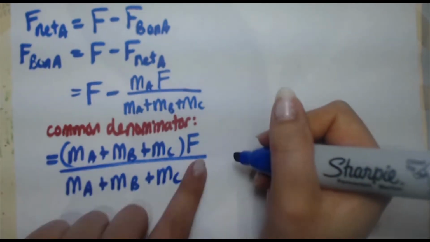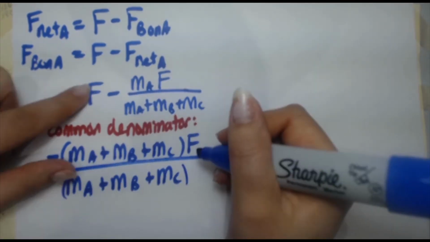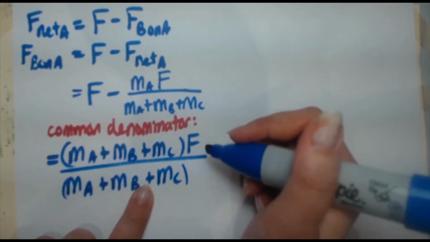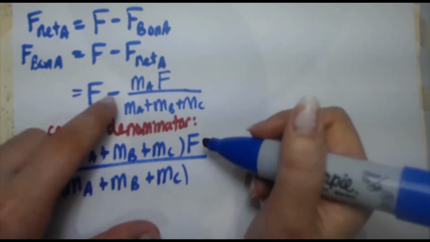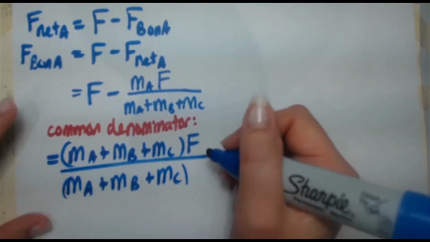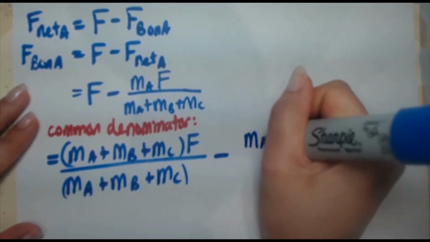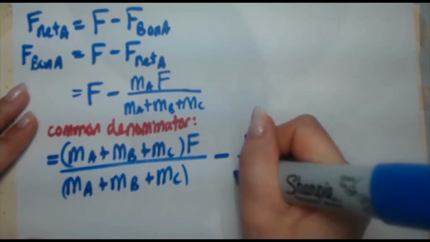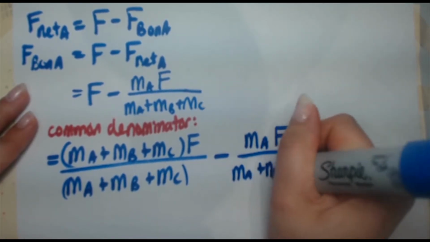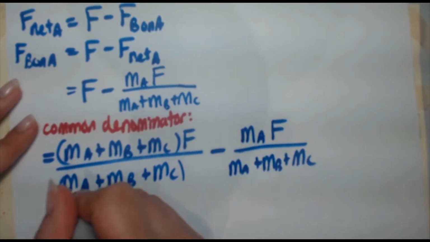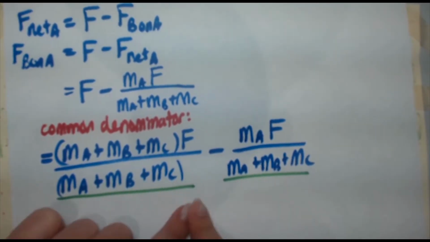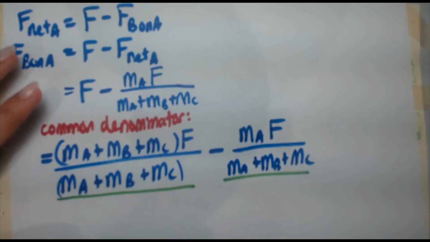So this expression simply replaces the F, right? Because if you cancel out these two, you get 1, because these two are the same, you're left with F, which is what you have here. This is our common denominator. Minus m_A F over m_A plus m_B plus m_C. All right, so now our denominators match up. So I'm going to combine these two, write it as a single expression, and simplify.